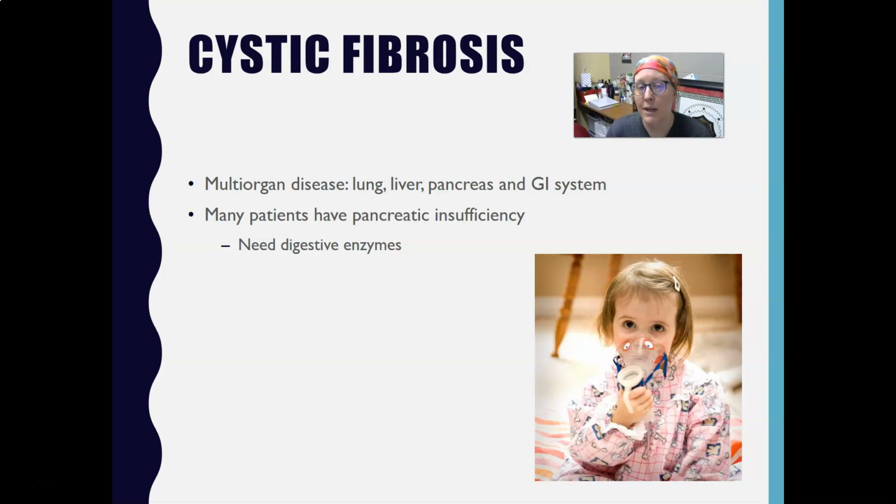And so many patients with cystic fibrosis also have pancreatic insufficiency. So they do not make enough of the digestive enzymes. They're usually okay with their insulin and glucagon. They're not diabetics, but they need to be supplemented with digestive enzymes so that their food is broken down and they can absorb all their nutrients.